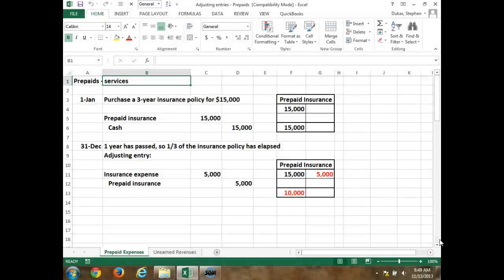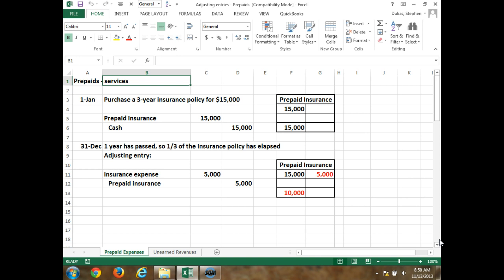Hi, today we're going to talk about one class of adjusting entries called prepaids. If you remember in your text, adjusting entries are classified into two types, prepaids and accruals. The difference between the two relates to when the accounting event happens relative to the cash event. With a prepaid adjustment, a prepaid expense or unearned revenue, the cash event happens before the accounting event.